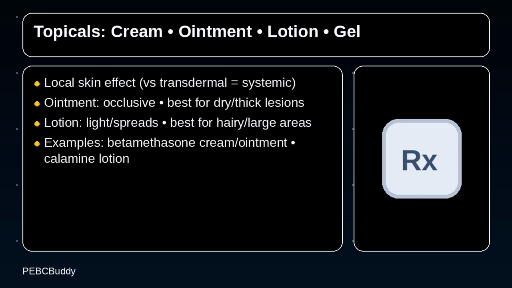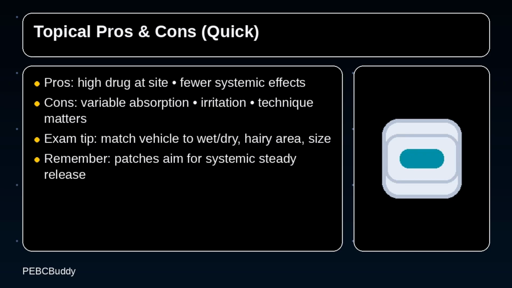Topicals are mainly for local skin effect, different from transdermal, which aims for systemic delivery. Ointments are more oily and occlusive. Lotions spread easily on large or hairy areas, and creams are usually the middle ground. Example products include topical corticosteroids like betamethasone, Betaderm, which can come as cream or ointment.